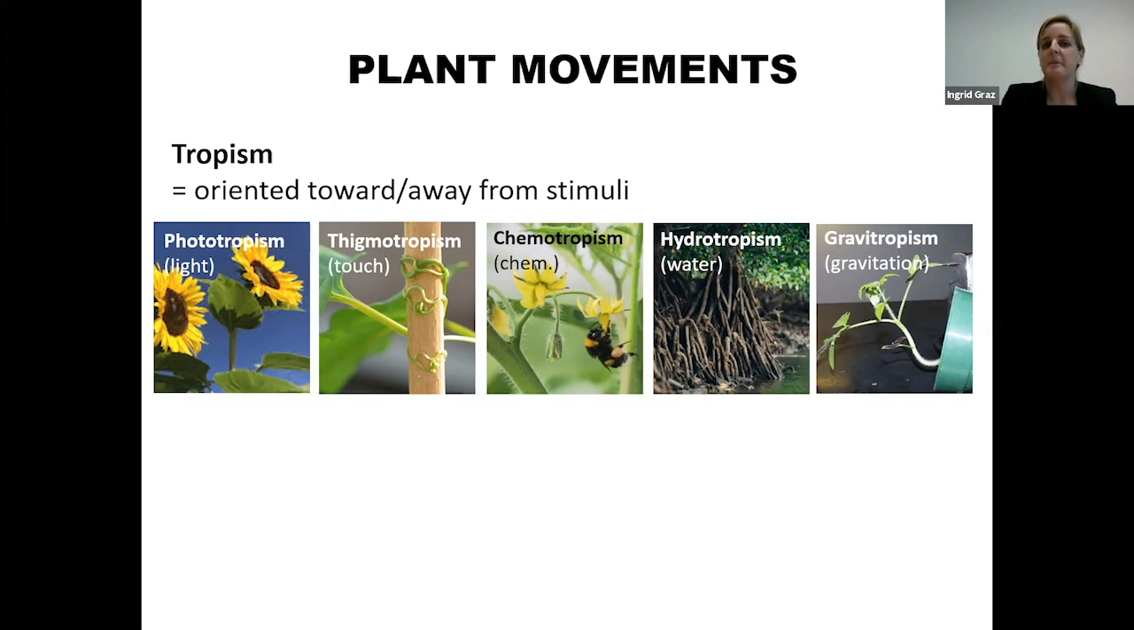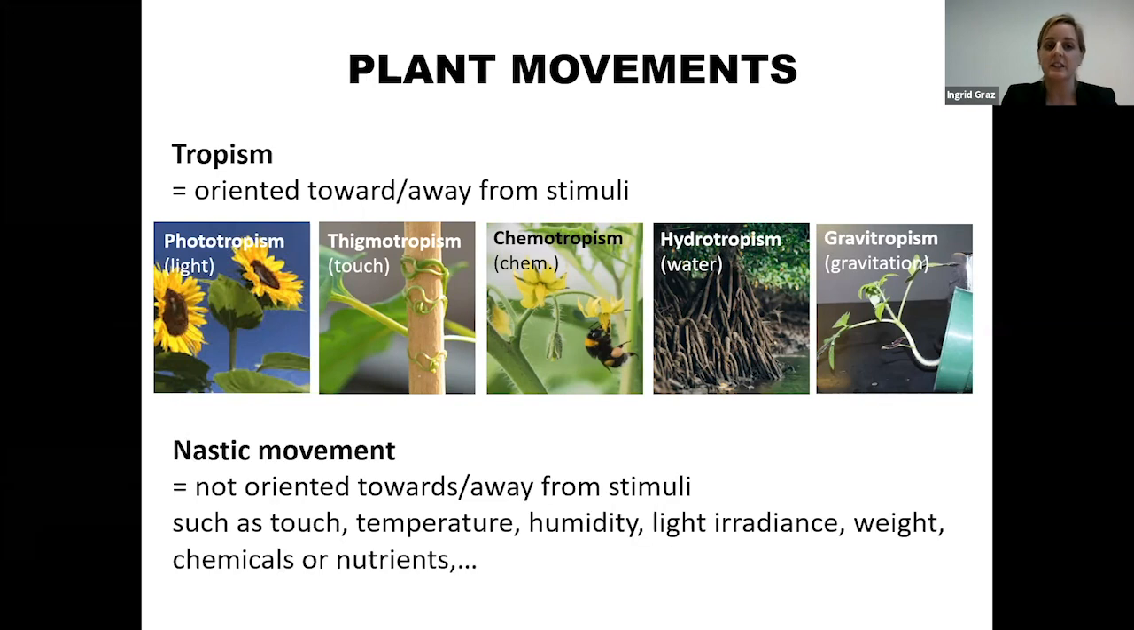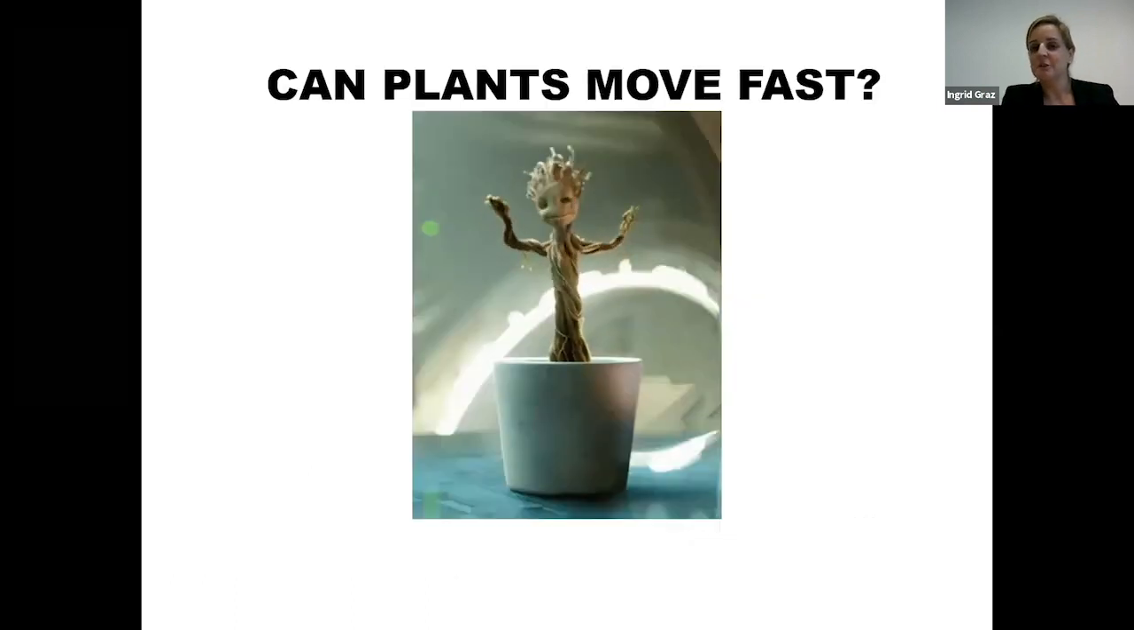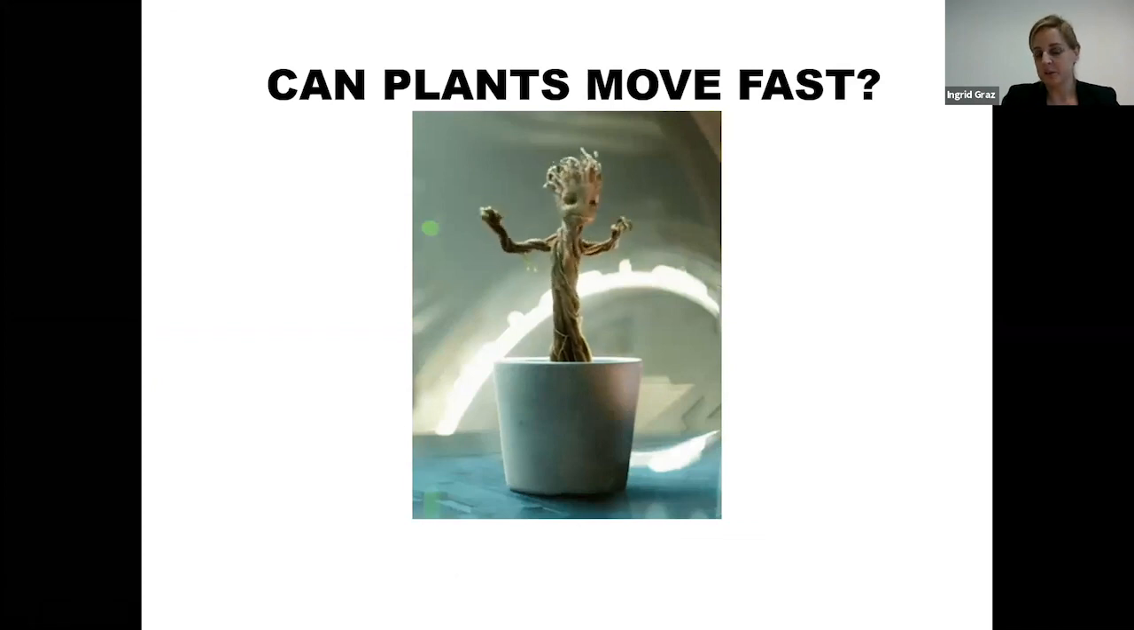And the other movement that plants can undergo is called nastic movements, and they are not oriented at all, so neither towards nor away from the stimuli. Again, there is a multitude of environmental stimuli that can evoke nastic movements, such as touch, temperature, humidity, light irradiance, weight, chemicals and nutrition. And so with this short excursion, we go back to the question, can plants move fast like the little baby Groot in his flower pot? And the answer is yes.